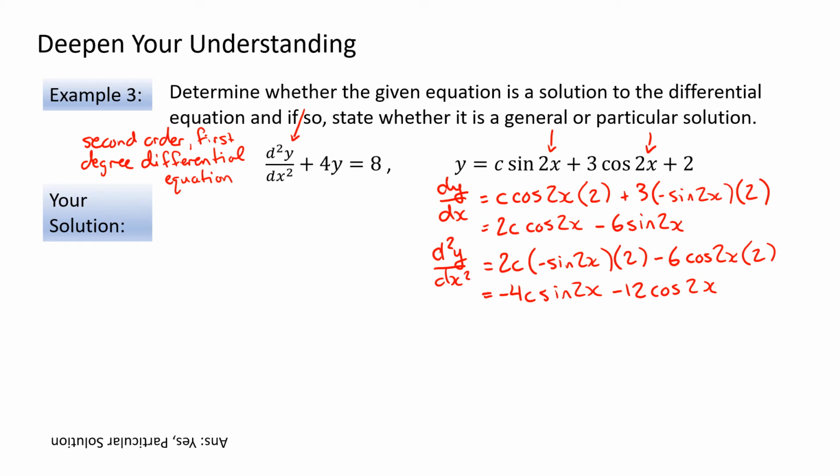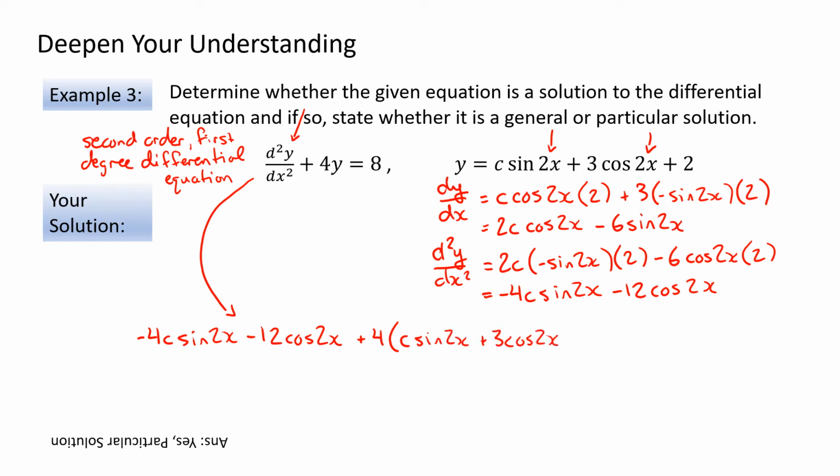So substituting each of these values in, I'll move this down to here to give us some more space. We have substituting in d squared y by dx squared, we get negative 4c sine of 2x minus 12 cosine of 2x plus 4 times the y function, c sine of 2x plus 3 cosine of 2x plus 2. And that all has to equal 8.